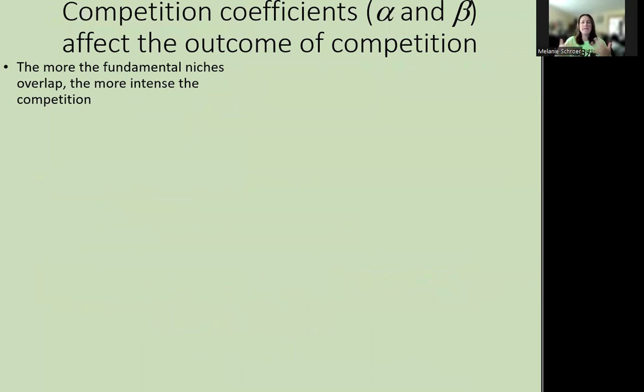Essentially, the more these fundamental niches overlap, the more intense the competition is going to be, because you can't just choose a different food source. You can't go to the other end of your range of the zone of tolerance. Instead, you have to compete for the same resources, and then inevitably the competition becomes more intense.